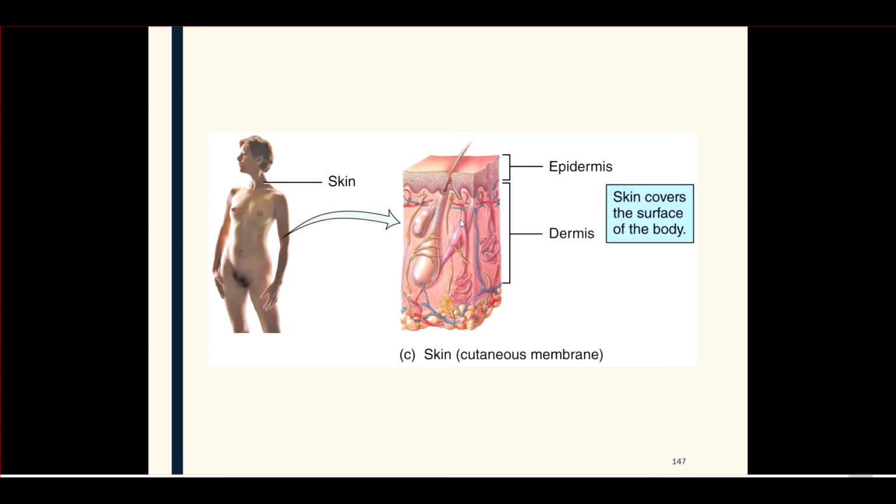Again, different textbook. Again, from this squiggly line up, all of this is going to be your stratified squamous cells. That's the epithelium. And then all of the pink in here is going to be the connective tissue underneath.